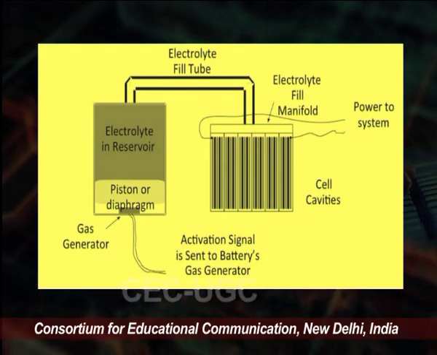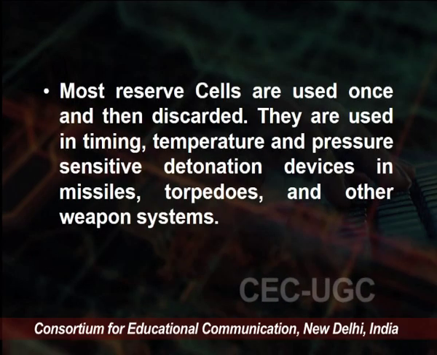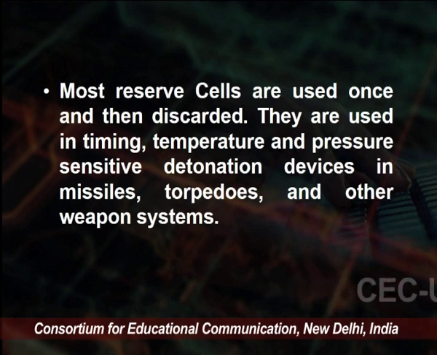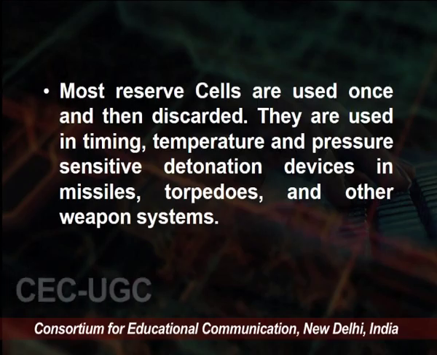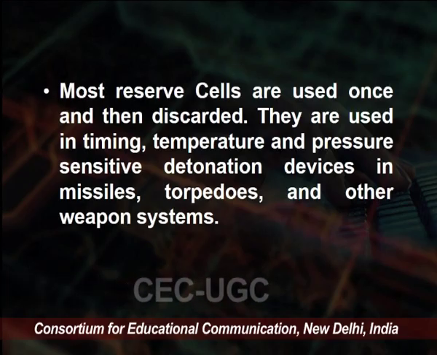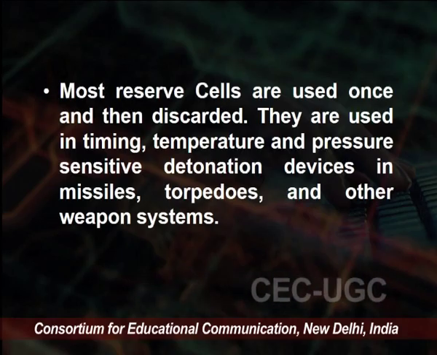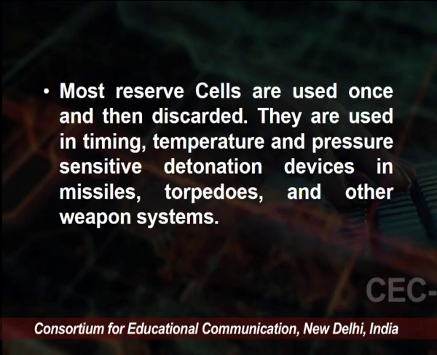So finally, most reverse cells are used once and then discarded, and they are used in timing, temperature, pressure sensitive mechanisms, and moreover we can use them in missiles, torpedoes and other weapon systems as well as in the solar system. So another type of cell is the fuel cell.